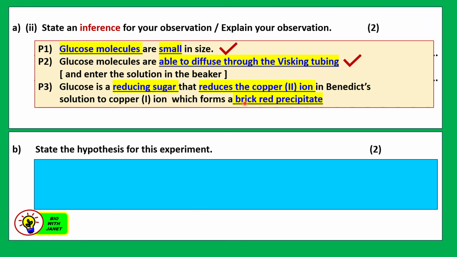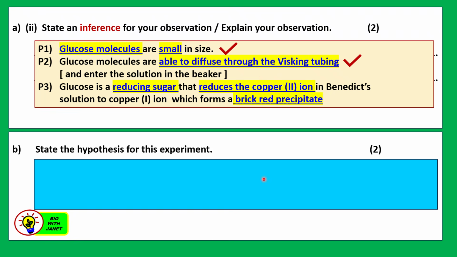All right. Another point is how does it form a brick red precipitate? It's the reducing sugar that reduces the copper 2 ion in Benedict's solution to copper 1 ion, and then that forms a brick red precipitate. But the first 2 points are the more important ones because it's related to the experiment directly, P1 and P2.